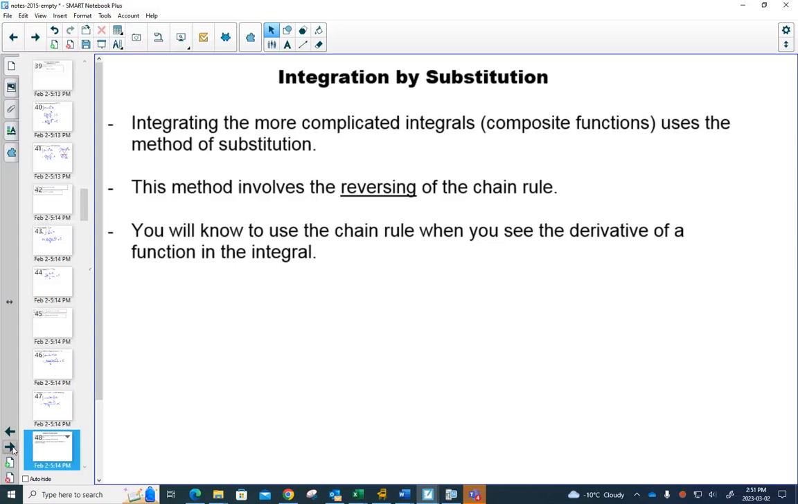Integration by substitution. So we have to reverse the chain rule, even when things have been simplified. This is the key thing here.